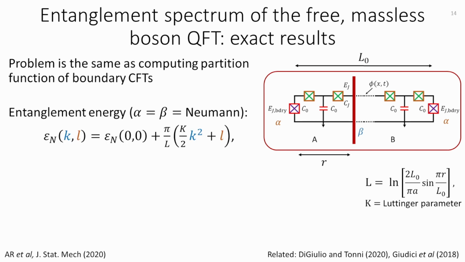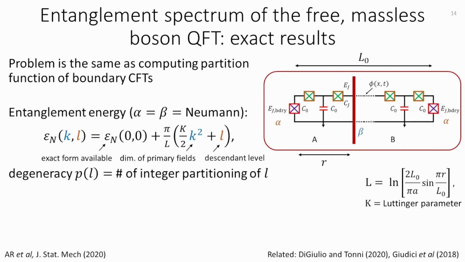So each entanglement energy level is labeled by two integers, k and l. And so you can compute exactly what the zero-point energy is. And you can then relate the k, this integer, which can be both negative and positive, to the dimension of the primary fields, and these to the descendant level. And you can also compute the degeneracies. This is all very standard.